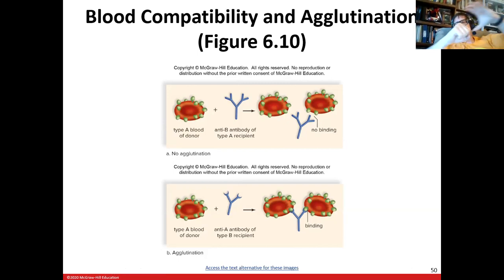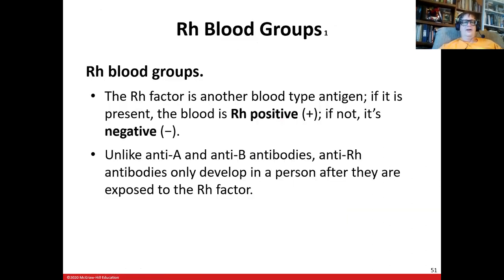The antibody will come in, grab onto the antigen and hold on to it. And you see how it's a Y-shaped antibody, most are. It's holding on to more than one cell at a time. That's how you form those clots that are so damaging. That's the agglutination.